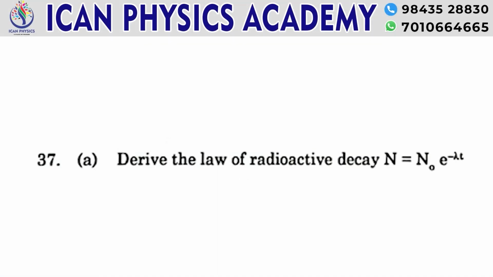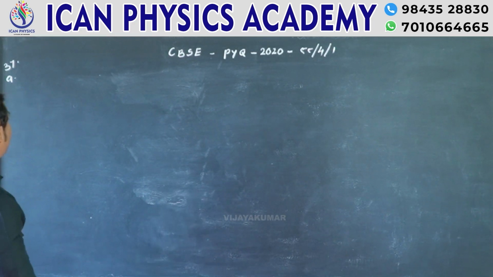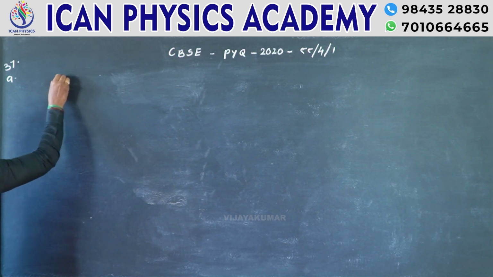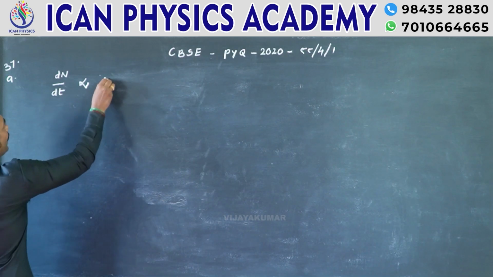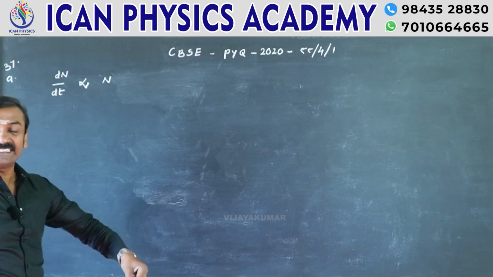Question number 37. A. Derive the law of radioactive decay, N equal to N naught e power minus lambda t. So what is the radioactive law of disintegration? The rate of disintegration is directly proportional to the number of atoms present at that instant.